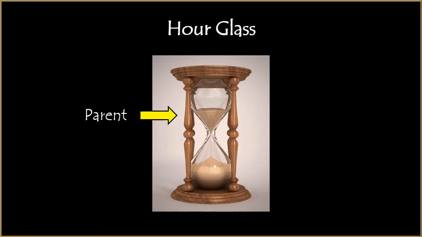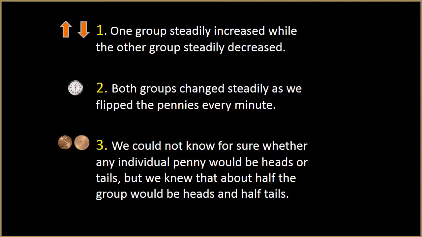Imagine that the sand in the top part of the hourglass is like the parent isotope. The sand in the bottom is like the daughter isotope. Over time, the sand trickles from the top to the bottom, representing the radioactive decay that turns the parent isotope into the daughter isotope. Think back to the 3 points we made about radioactive decay using our penny illustration. 2 of the 3 points are made well by the hourglass illustration as well.